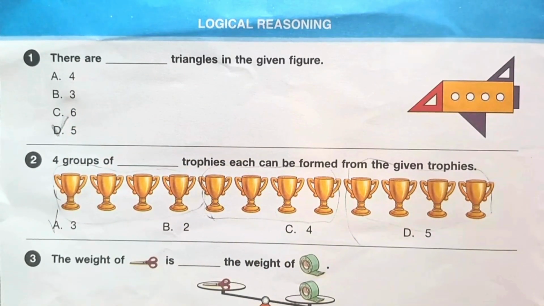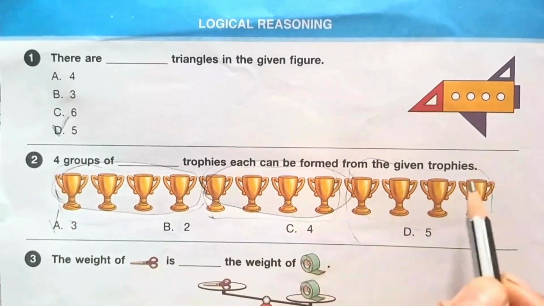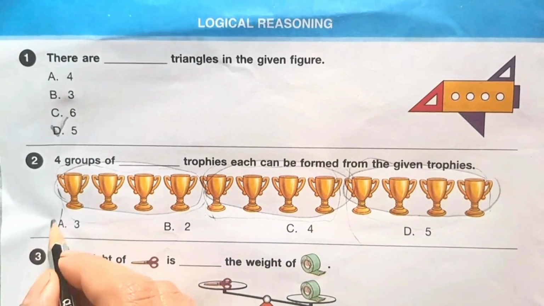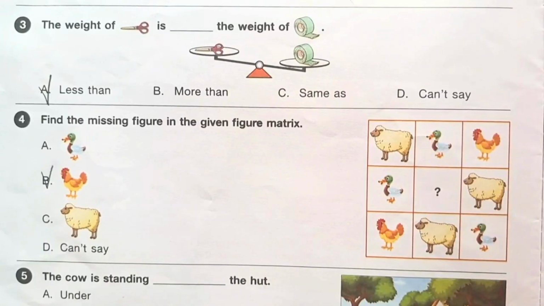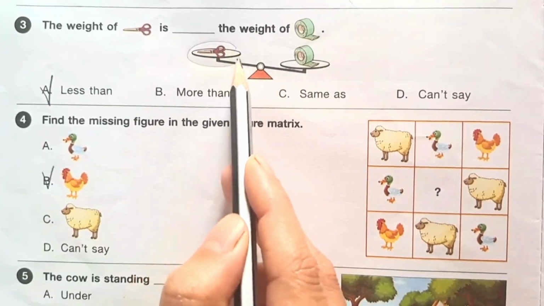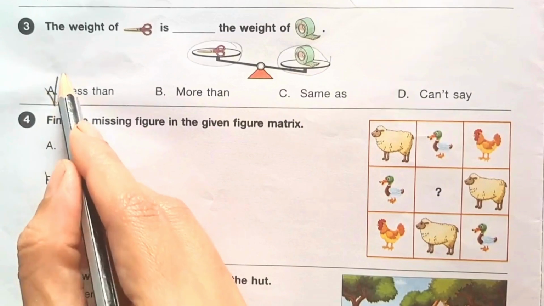Second question. 4 groups of dashed trophies each can be formed from the given trophies. We have to group 4. 1, 2 and 3. So the answer is option A. Question number 3. The weight of scissors is dashed than the weight of tape. Clearly we can see that scissor is lighter than tape. So the answer is option A, less than.